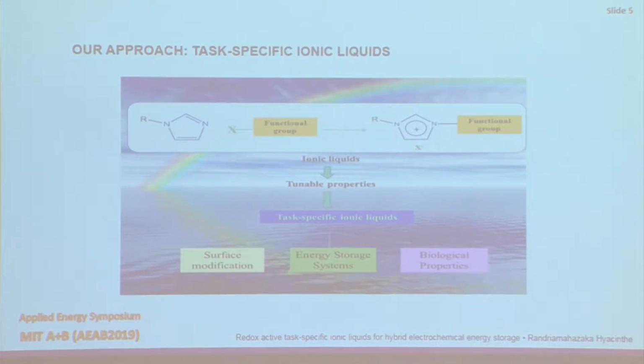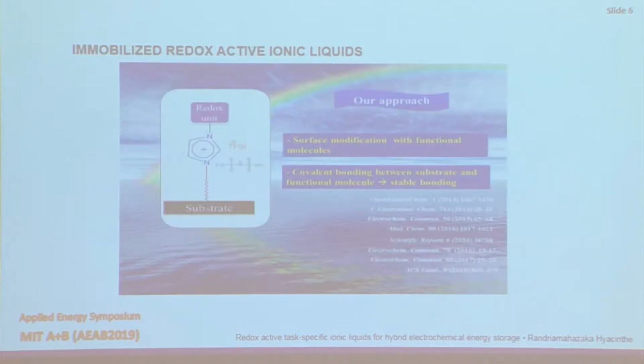Our strategy is that we do much of our work using the imidazolium unit, and the idea is to use simple chemistry to introduce functional groups. Here, for example, we show some basic chemistry. Depending on the functional group we want, we can tune the properties. We develop task-specific ionic liquids, mainly for surface modification, for energy storage systems, but also for different kinds of biological applications. However, the main drawback of ionic liquids is that they are very expensive.